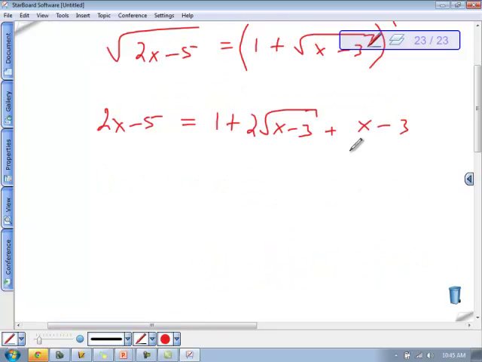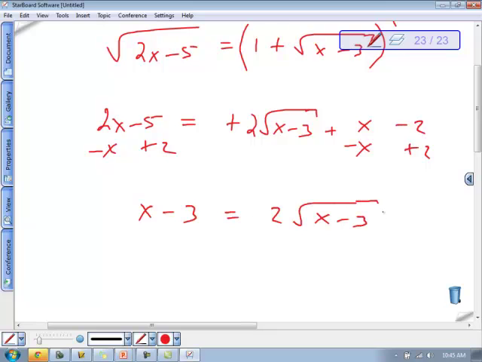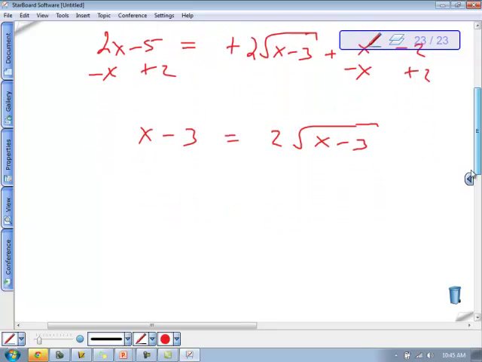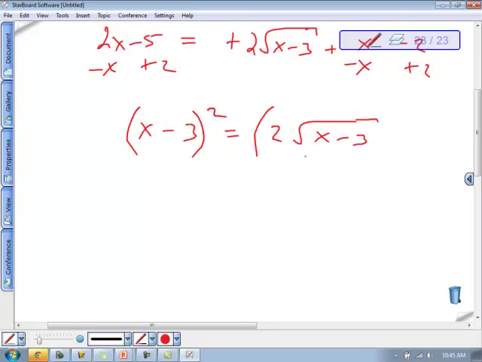All right, so now I'm going to simplify. I'm going to subtract x from both sides. I'm going to take the negative 3 and the 1 and make negative 2. Then I'm going to add 2 to both sides. That gives me x minus 3 equals 2 times the square root of x minus 3. So I simplified, and now it's just like the last problem we just did. We're going to need to square both sides again. Okay? But it's exactly the same as the last problem. It's x squared minus 6x plus 9 equals 4 times x minus 3.